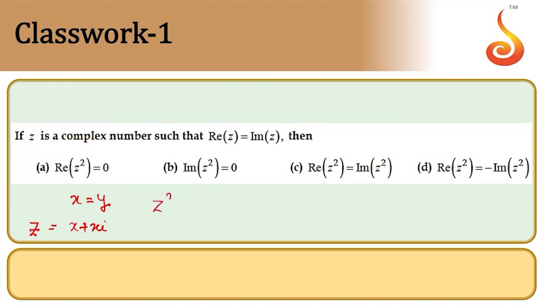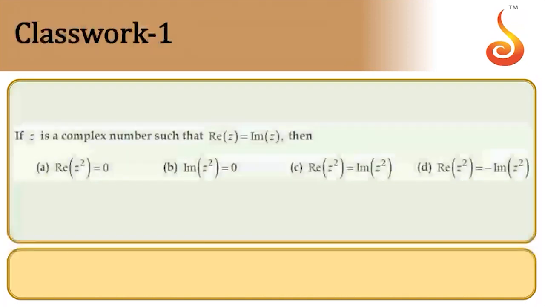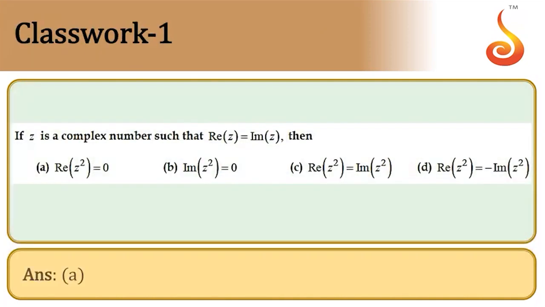So if we calculate z square, we get x square minus x square plus 2xi. It means the real part of z square is equal to 0. Why so? i whole square is nothing but minus 1, so i x whole square is minus x square. So the real part of z square is 0, option A is correct.